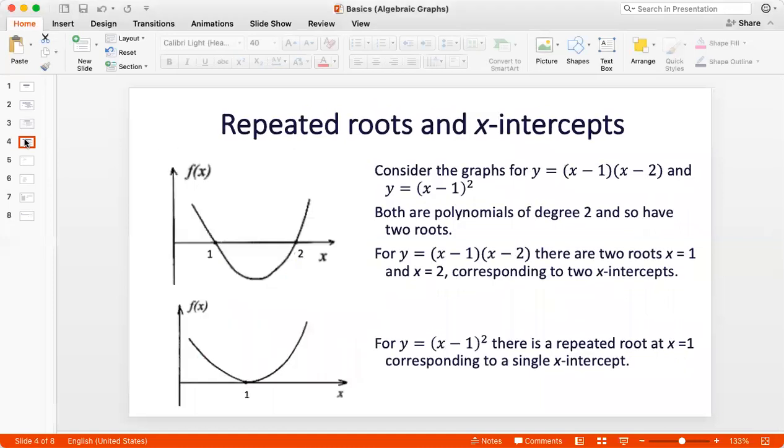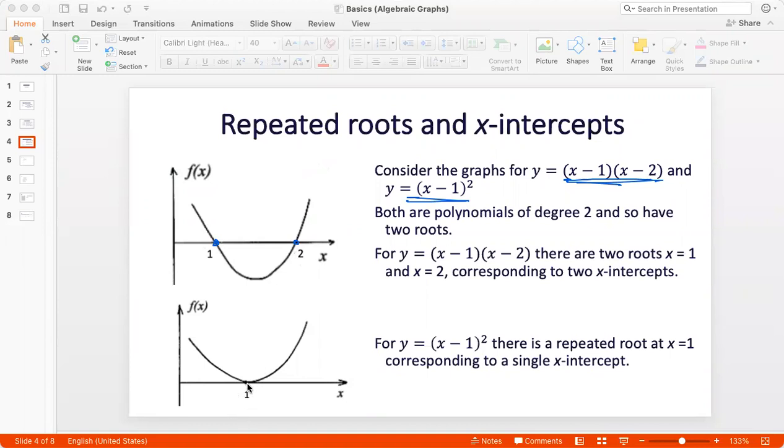Okay. Now, another important concept to remember is the concept of repeated roots. What do I mean by a repeated root? So consider 2 parabolas, one representing the graph of y is equal to (x minus 1)(x minus 2). So this is a parabola with 2 distinct roots, x equal to 1 and x equal to 2. And the other is (x minus 1) whole squared, which is a parabola with only 1 root that is repeated.